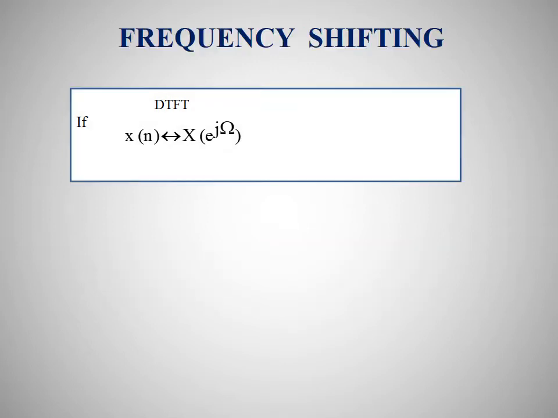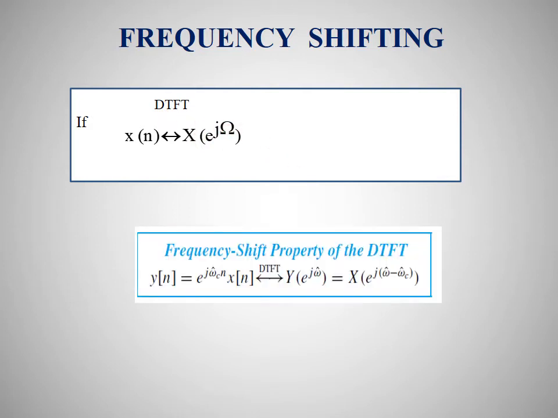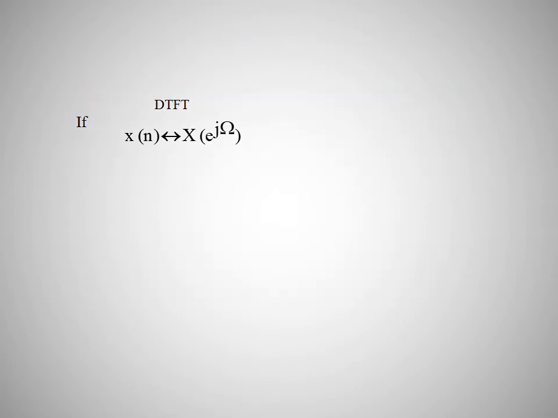The next property is the frequency shifting property. If x of n exists, X of e^jΩ also exists, in order to define the DTFT, thereby giving us the frequency shift property of the DTFT as y of n is equal to e^jΩc n into x of n, giving us Y of e^jΩ is X of e^j(Ω minus Ωc). Here also capital omega is actually used.